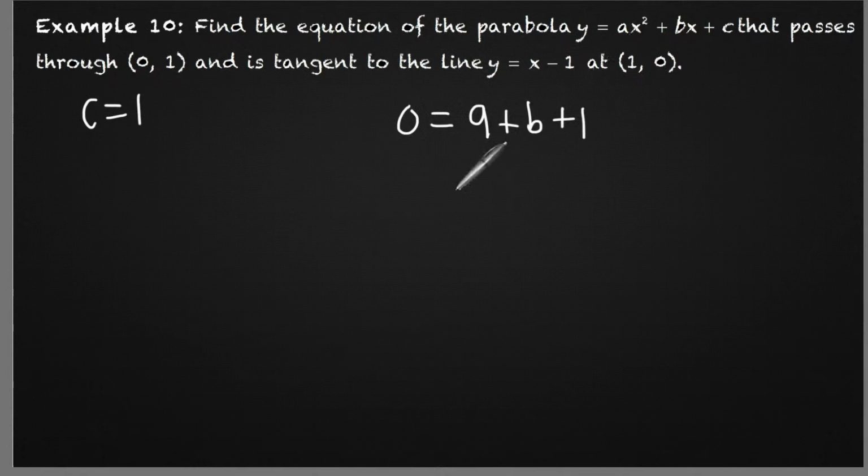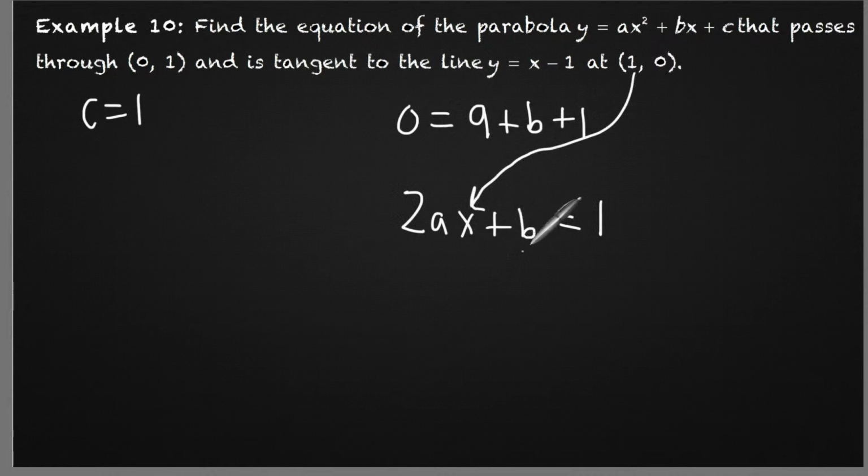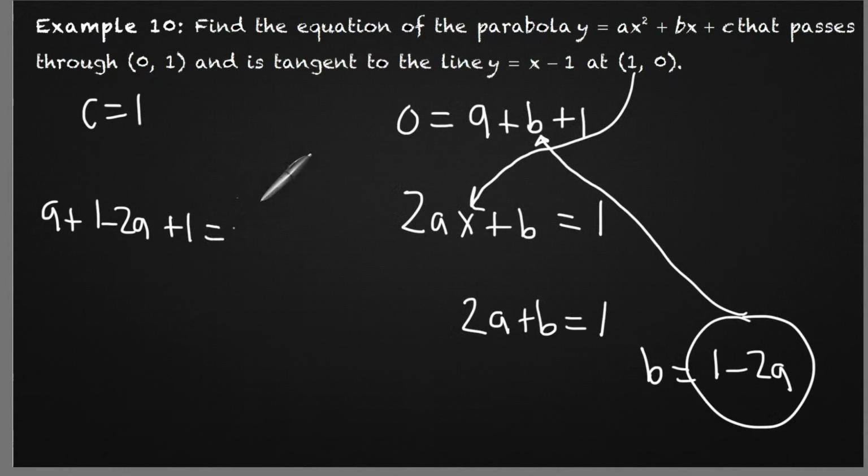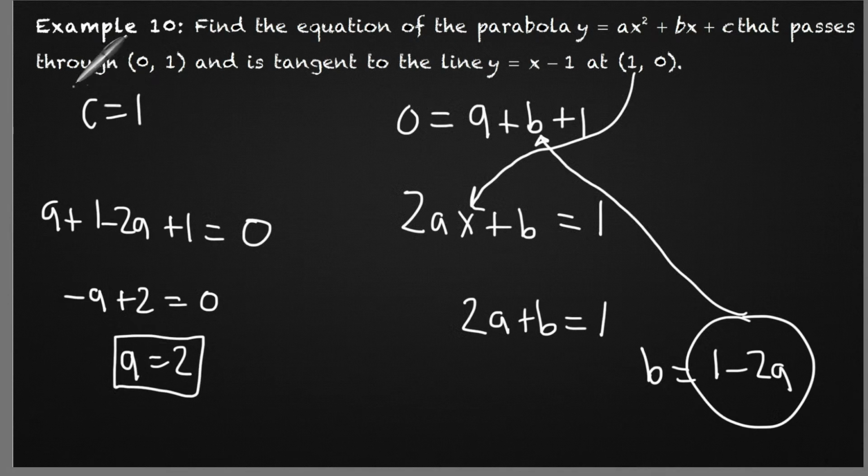Now let's take the derivative of this parabola. 2ax plus b. And that has to equal the slope of this line, which is 1, when x is 1. So now we take that 1 and plug it in there. So we have 2a plus b equals 1. So b can be written as 1 minus 2a. So now we take that, plug it right back there. So let's see what we get. a plus b, but b is 1 minus 2a, plus this 1 equals 0. So we get negative a plus 2 equals 0. So a equals 2. There's our second letter.